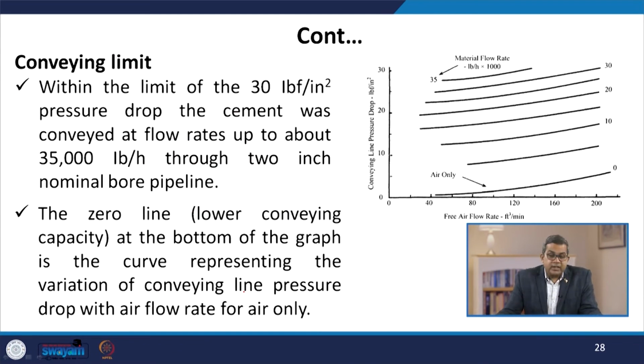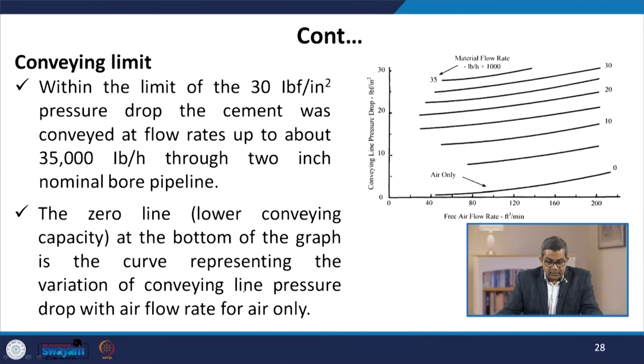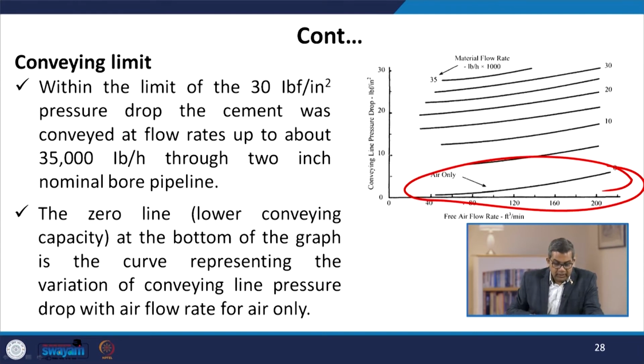Now when we talk about the conveying limit, within the limit of 30 pounds force per square inch pressure drop, the cement was conveyed at a flow rate up to about 35,000 pounds per hour through a 2-inch nominal bore pipeline. The zero line, the lower conveying capacity at the bottom of the graph, is the curve representing the variation of conveying line pressure drop with air flow rate for air only.